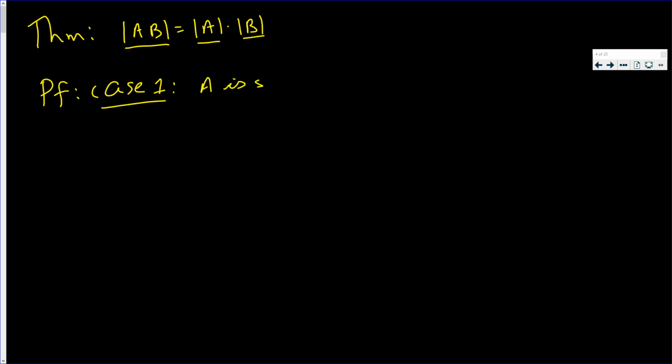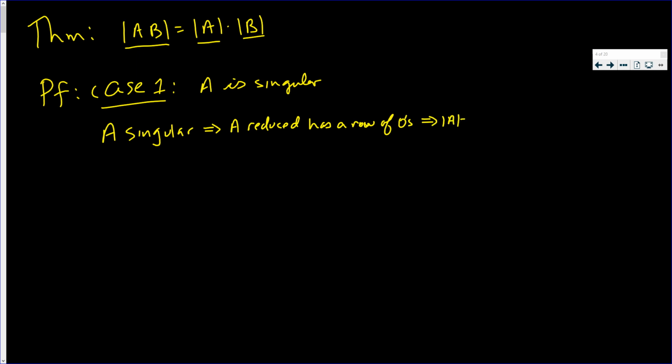A is singular. Okay, so A singular implies that A reduced has a row of zeros. But that implies that the determinant of A is 0. So we know the determinant of A is 0.